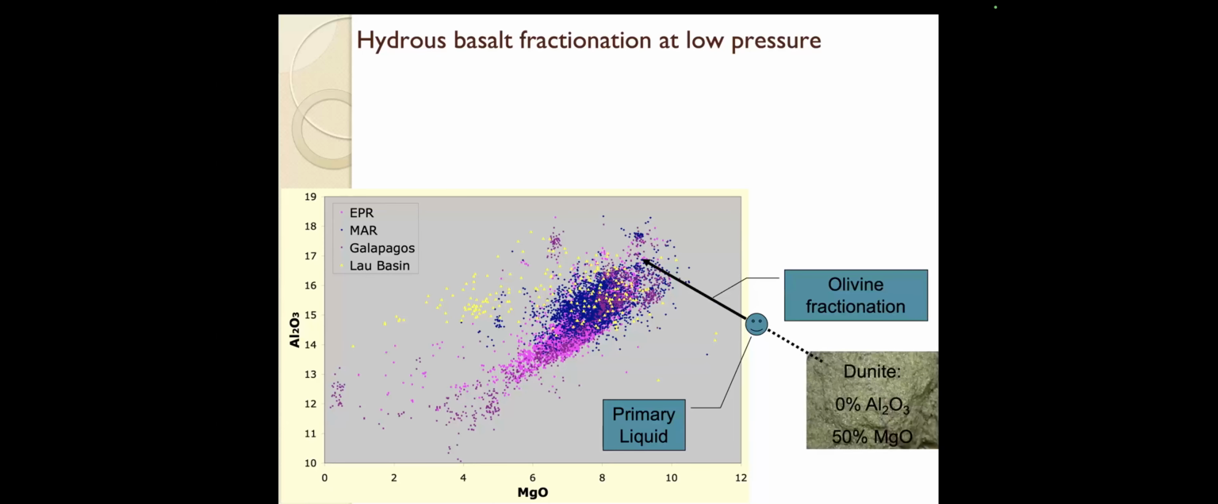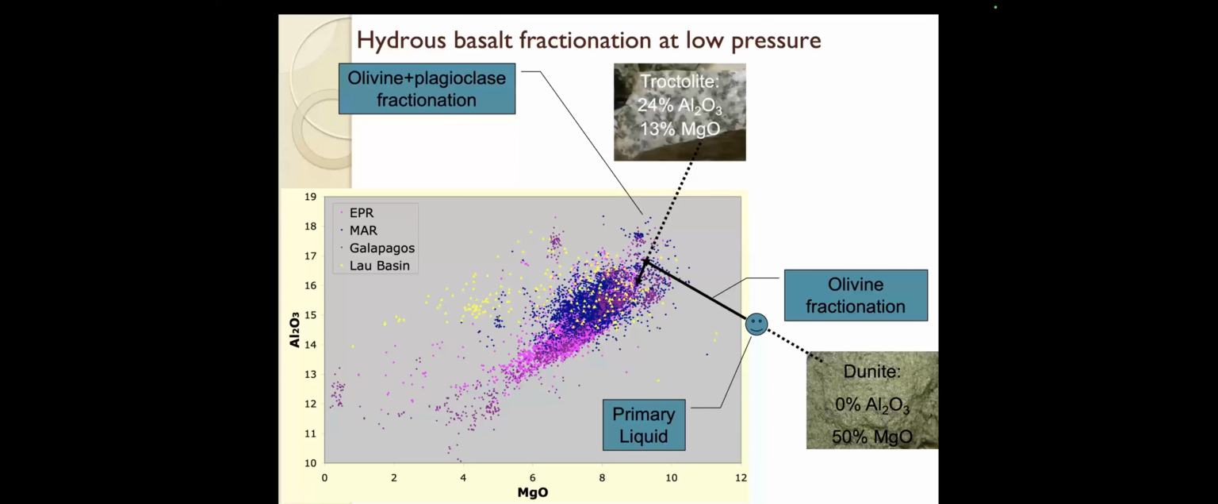Fractionating olivine makes a dunite, and the residual liquid, as you remove dunite, moves towards lower MgO and higher alumina for a while, until it gets high enough in alumina to saturate with a second phase, which at low pressure in relatively dry tholeiitic magmas on Earth will be plagioclase. And we will start fractionating plagioclase plus olivine, which is troctolite. It's a very high alumina rock, and will drive the residual liquid steeply downwards in this plot for a little while.